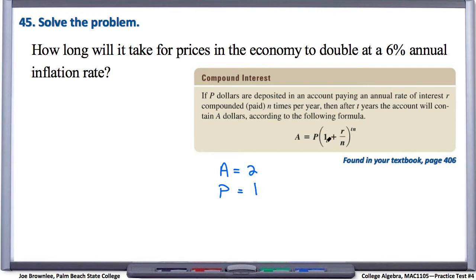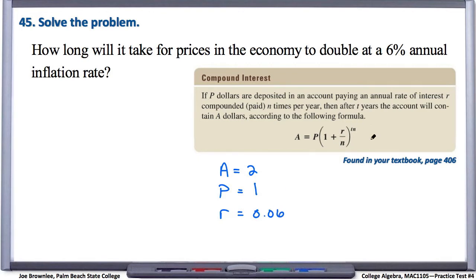All right, well, 1 is pretty self-explanatory, plus R over N. Well, R represents the interest rate, the annual inflation rate in this case. And we always have to convert our percentage, the interest rate, or inflation rate in this case, into decimal form. So 6% in decimal form is 0.06.